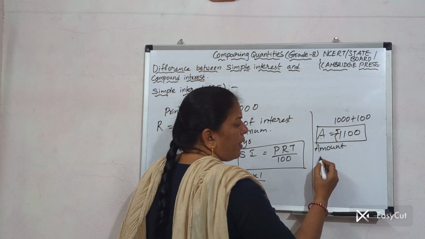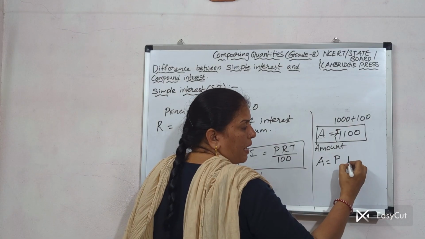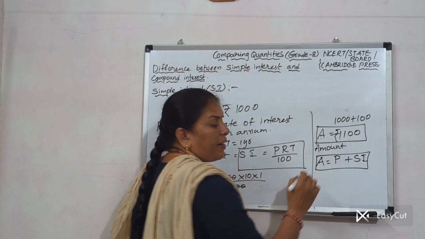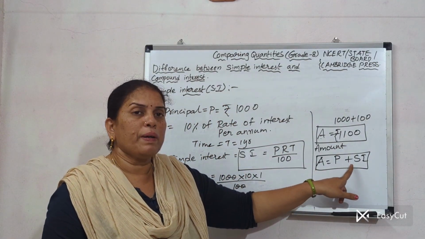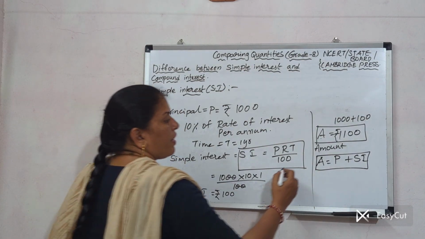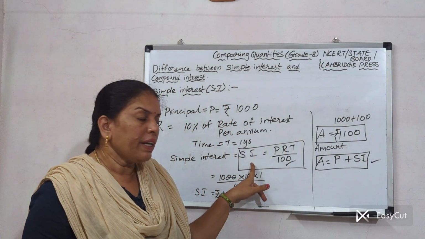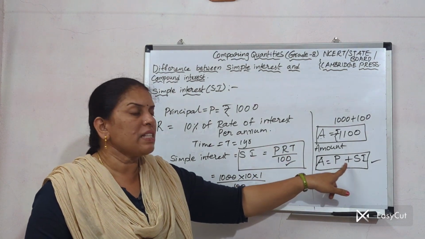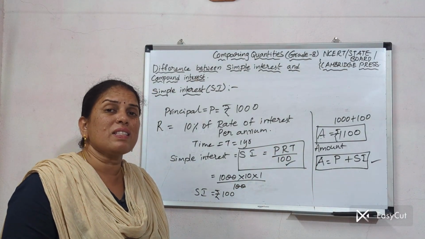That means here what I did: amount is equal to principal, 1000, I added, plus what? The simple interest, SI. This is the formula for finding the amount. Amount is equal to principal plus simple interest. This formula is very important and this is also very important. All of you understood, children? Simple interest formula is PRT by 100. Amount is equal to principal plus simple interest. This is the way of finding the simple interest.